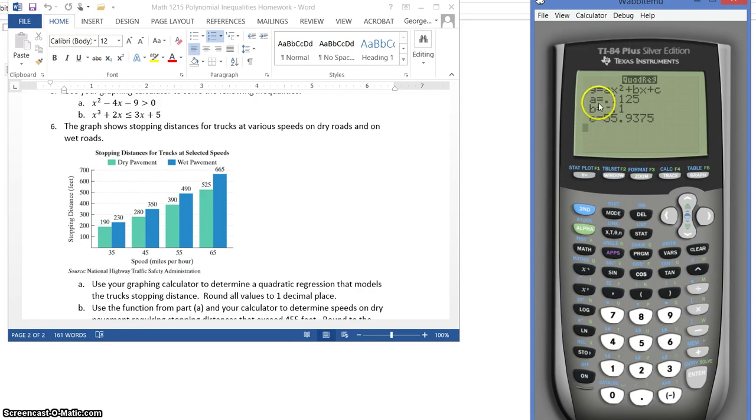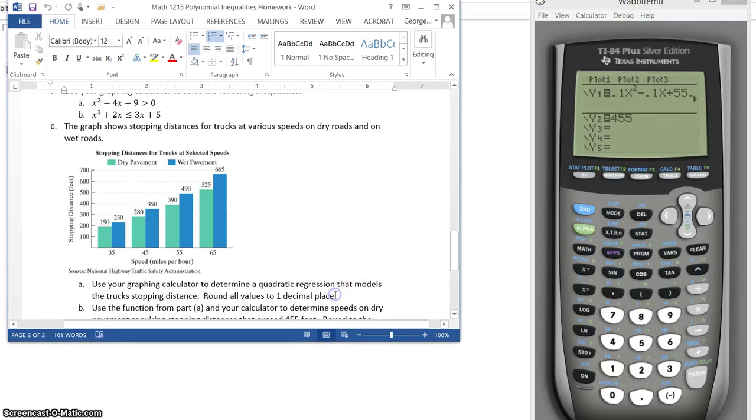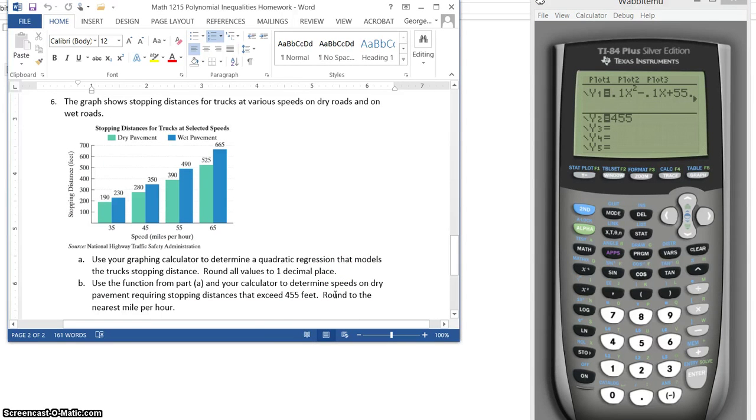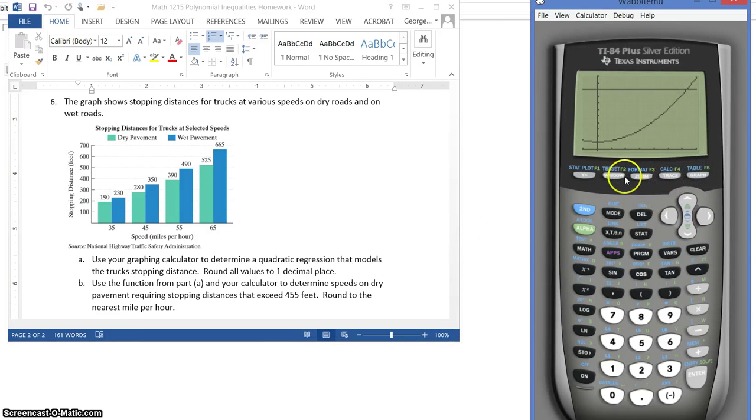Okay, so it says to round to 1 decimal place, A is going to be 0.1. B is going to be negative 0.1, and C is going to be 55.9. So I went ahead and I typed that into Y1. And for Y2, I typed in 455 because it says, when will our stopping distance exceed 455? So I'm going to graph. Now I needed to mess with my window a little bit here. For my X values, I went to a maximum of 70 because I saw I had 65 here. And then I knew I wanted to go higher than 455 on my Y's, so I made my Y max 550. Okay, so there's my window.